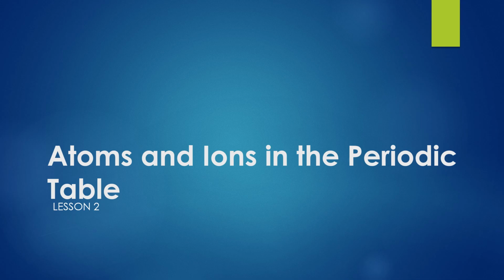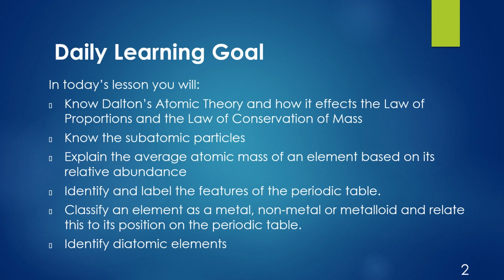So for Chapter 2, Lesson 2, we're going to look at atoms and ions and the periodic table and how it is arranged. Here is a list of the learning goals that we will learn in this section, ranging from Dalton's atomic theory all the way down to the arrangement of the periodic table and where the metals, nonmetals, and metalloids are. Also, we'll talk about isotopes. If you'd like to pause and read through those goals, feel free to do so.